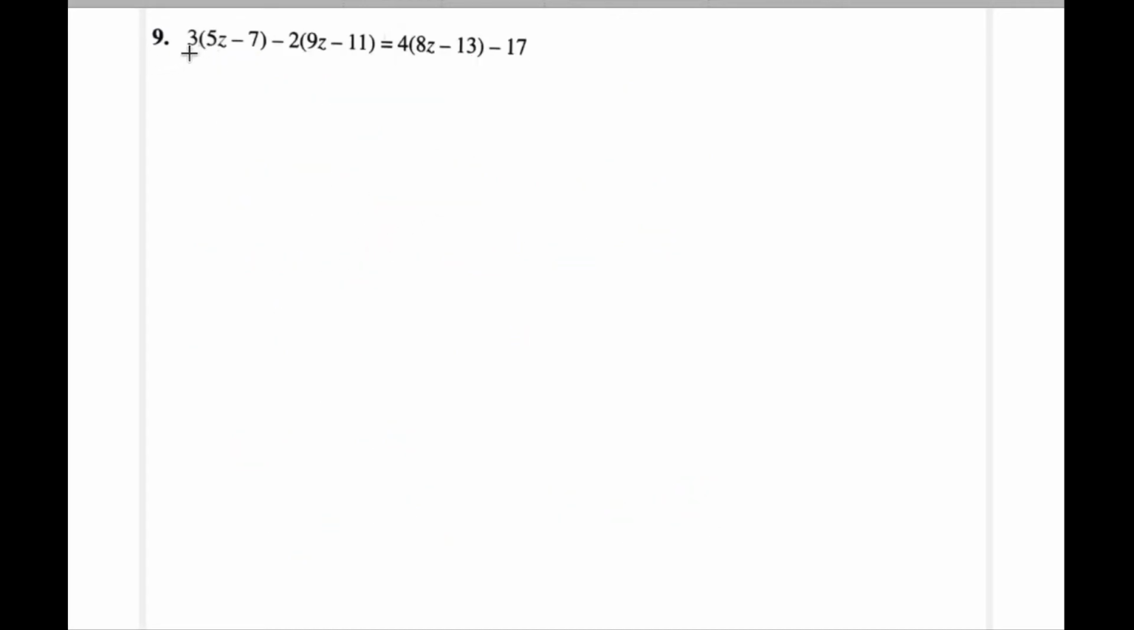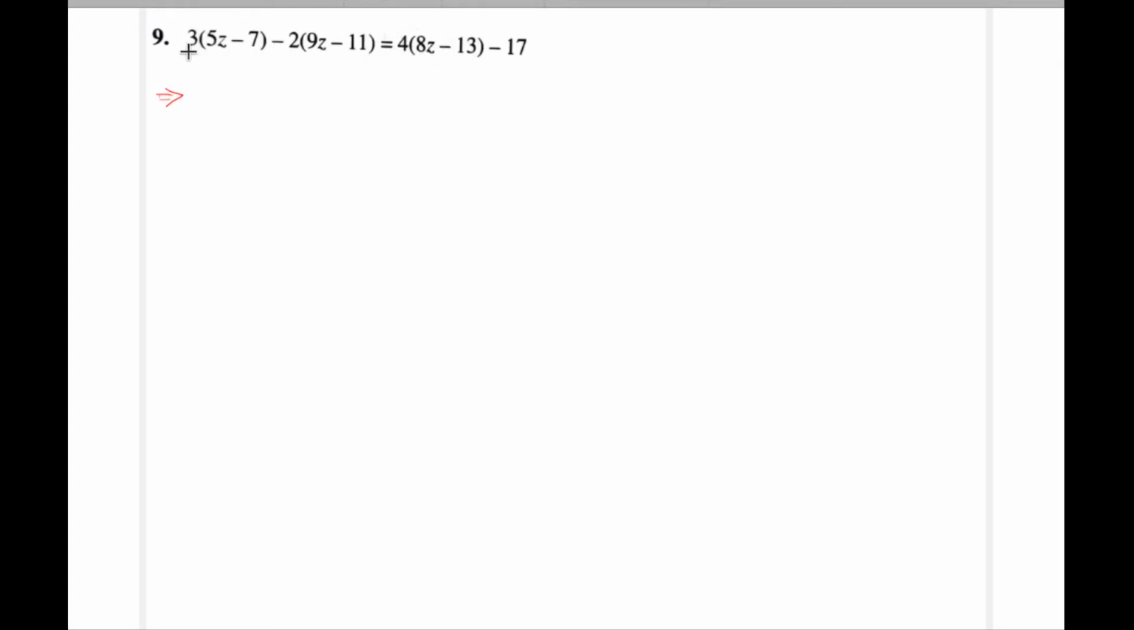Come to question number 9. 3 multiplied by (5z minus 7) minus 2 multiplied by (9z minus 11) equals 4 multiplied by (8z minus 30) minus 17. So this implies you just have to remove the brackets by doing multiplication.